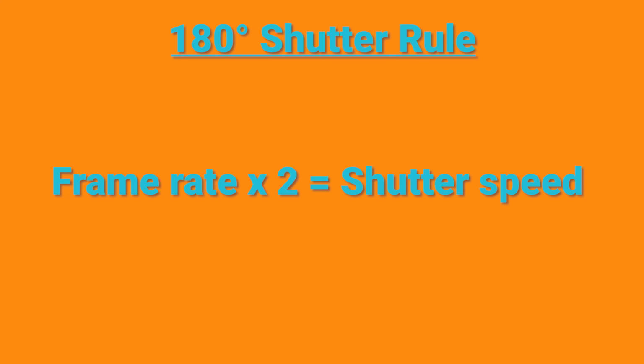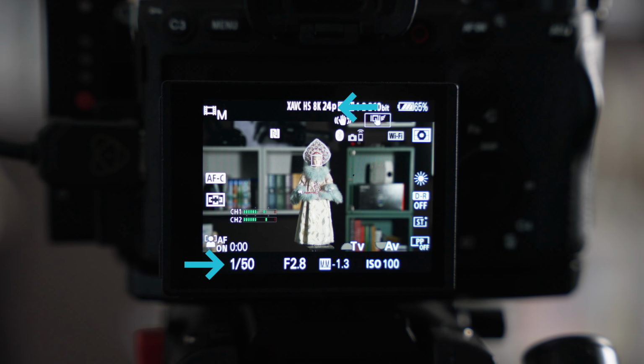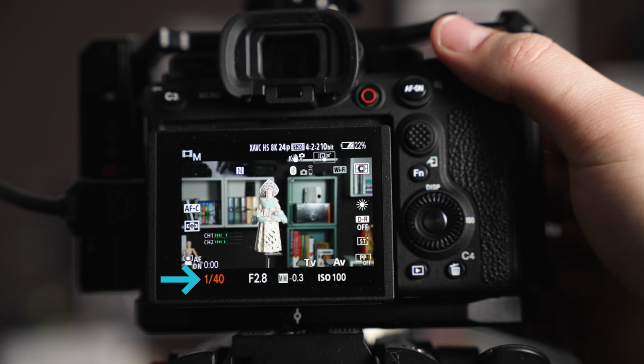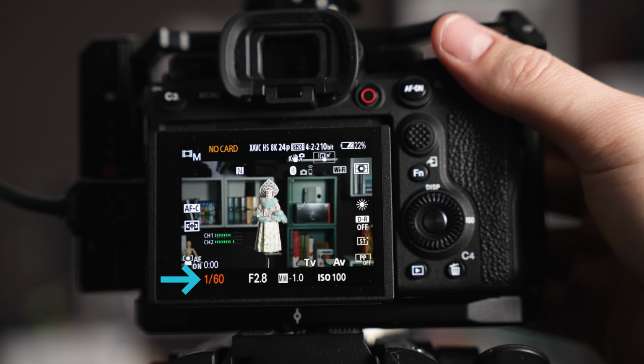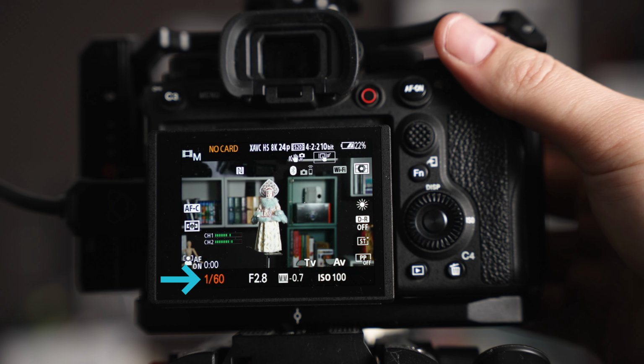When we shoot video, we mostly stick to the 180-degree shutter rule. That means that we set our shutter speed to 2 times our frame rate. So if we shoot at 24 frames per second, we set our shutter speed to 1/48th of a second, or as close as we can get to it, like 1/50th of a second on my camera. Some cameras will not let you select the exact shutter speed you want, so just pick the closest to double your frame rate. If we stick to this rule, we will have the most natural motion blur possible.